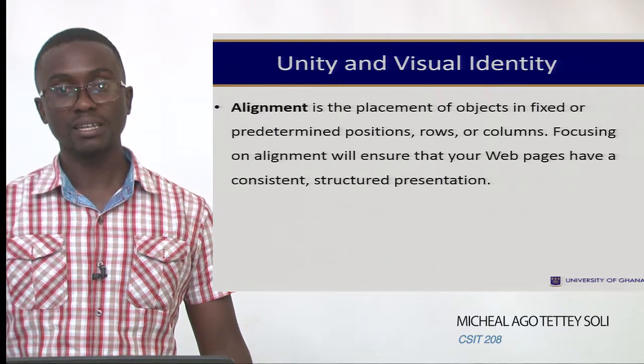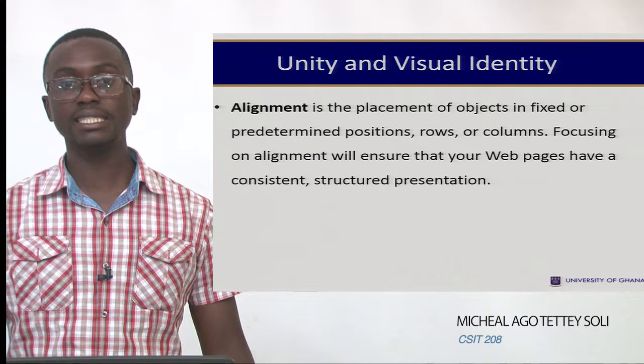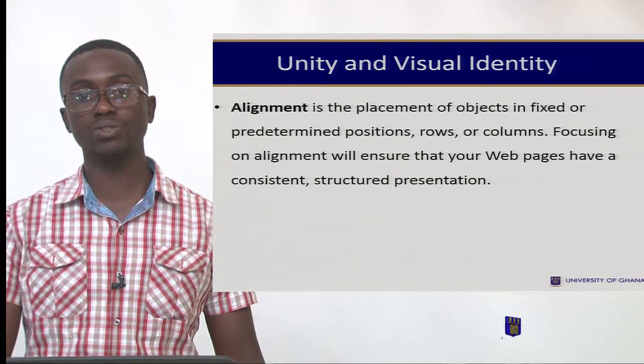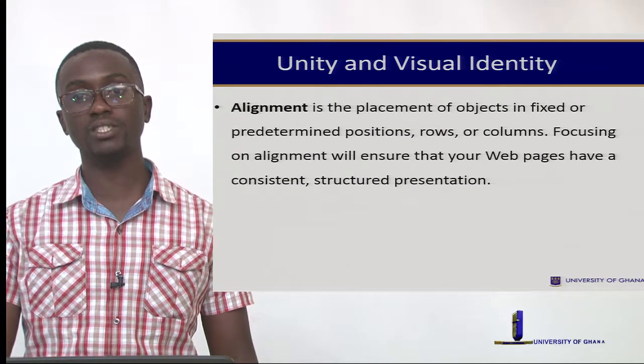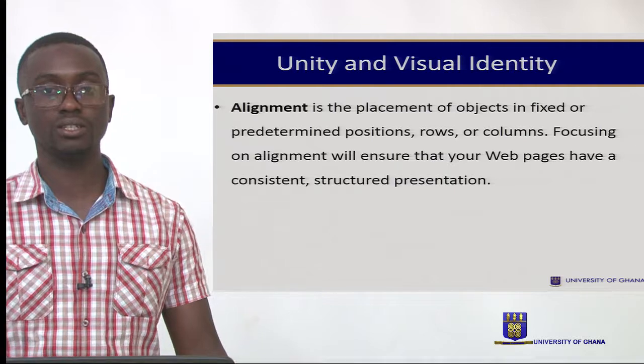Alignment is the placement of objects in fixed or predetermined positions, rows or columns. Focusing on alignment will ensure that your web pages have a consistent, structured presentation.